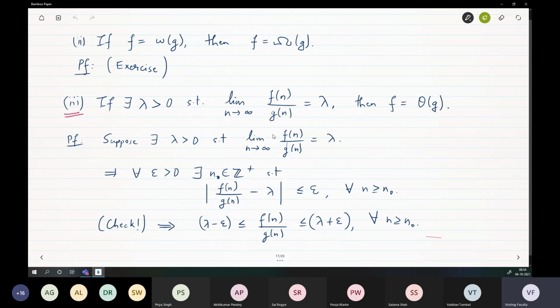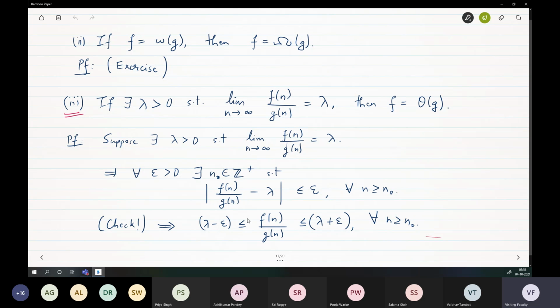So suppose this limit is true, suppose there is a lambda that is positive. Then by the definition of limit, for every epsilon there is an n naught such that this is true. But then you just open this absolute value. What does this say? Around lambda you have this much distance, at most epsilon. So fn by gn is at most lambda plus epsilon, or at least lambda minus epsilon. It has to be in this interval for all n greater than or equal to n naught.